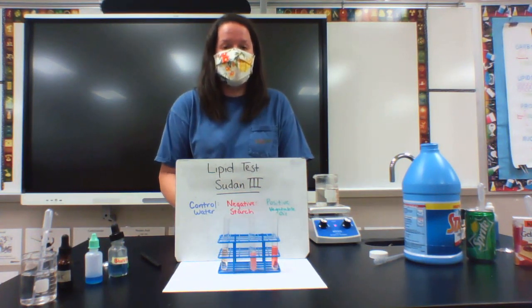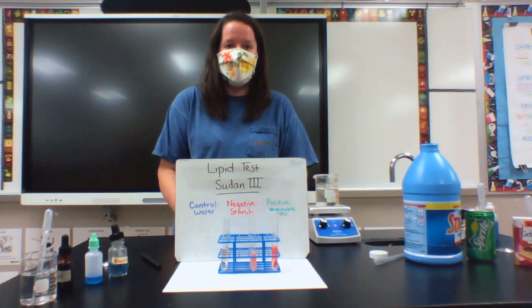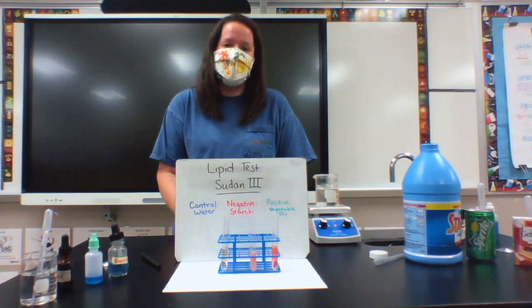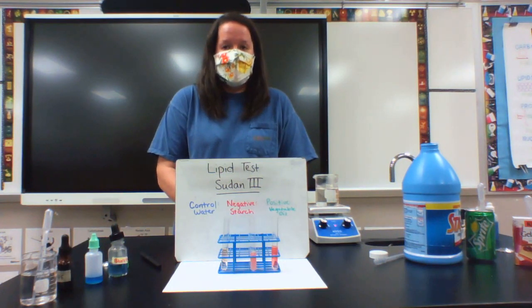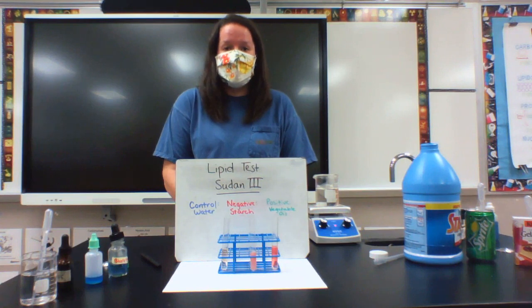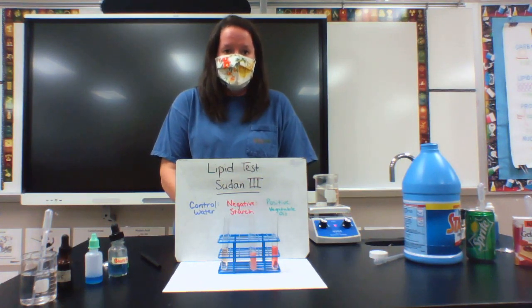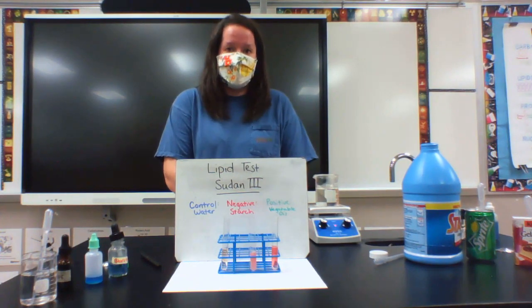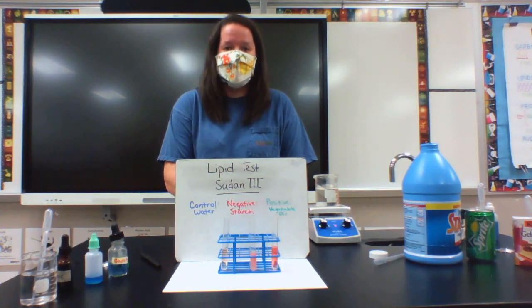I've got 3 test tubes here. One is a control that only contains water. Water should not have any lipids in it. The next test tube is filled with starch solution. Starch solution should not have lipids in it, so that should show a negative result as well. And then our last test tube contains vegetable oil. Vegetable oil does contain lipids, so we should see a positive result for that one.